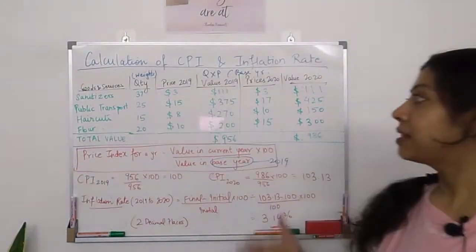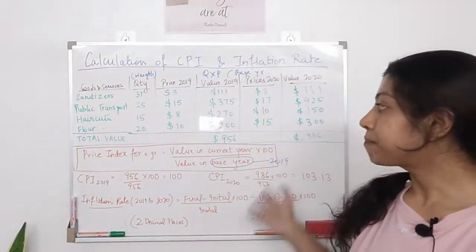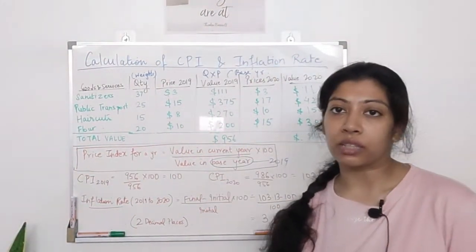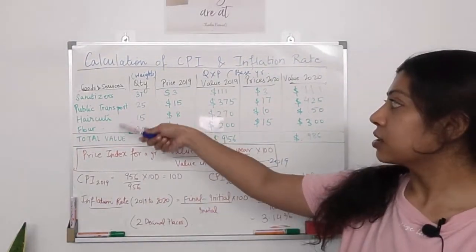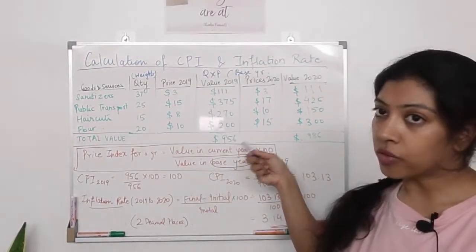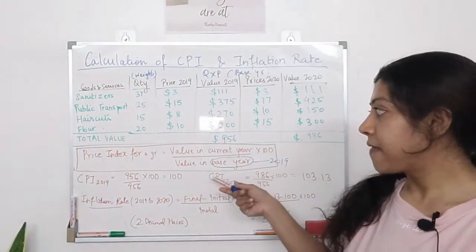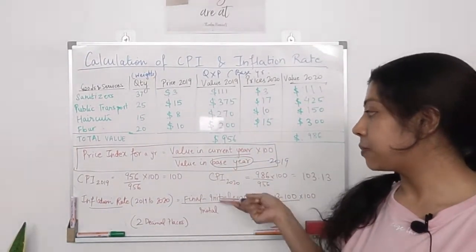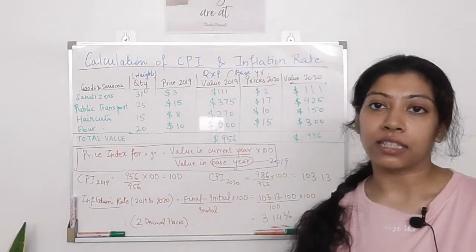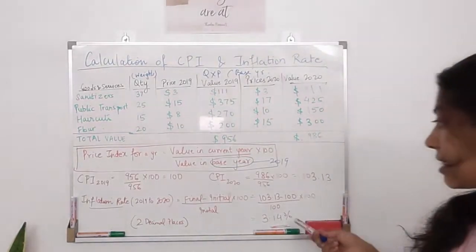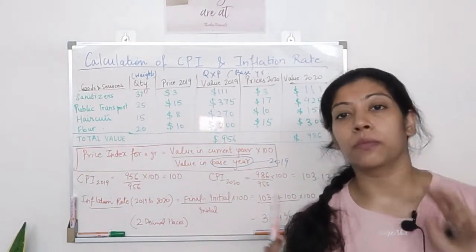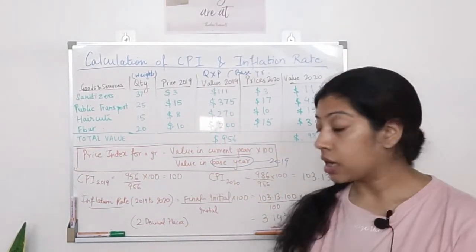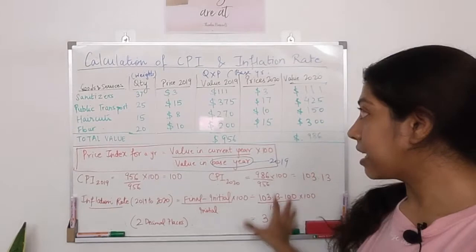So the same method can be applied whenever you have to calculate inflation rate. The first step is calculating the value of the baskets, then finding the price index, the CPI, and then finally finding the inflation rate. So in this case, we can see there is 3.14% of inflation from the previous year. So definitely this is inflation.